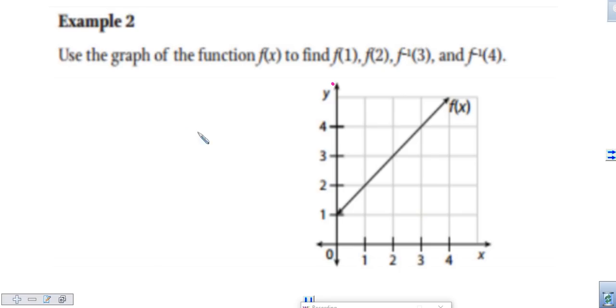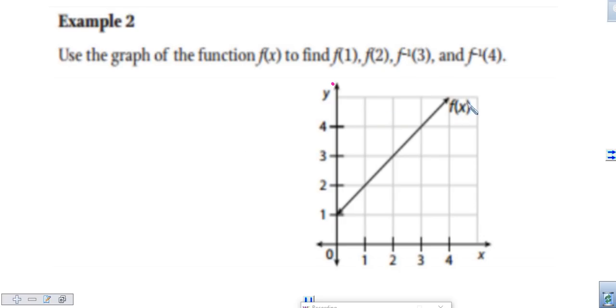Welcome back. So the answer to f of 1 is 2 because it matches what it is. So we go to 1, and we go up, and it's at 2. F of 2, same thing, it matches. So we go to 2, it goes up, it goes to 3.